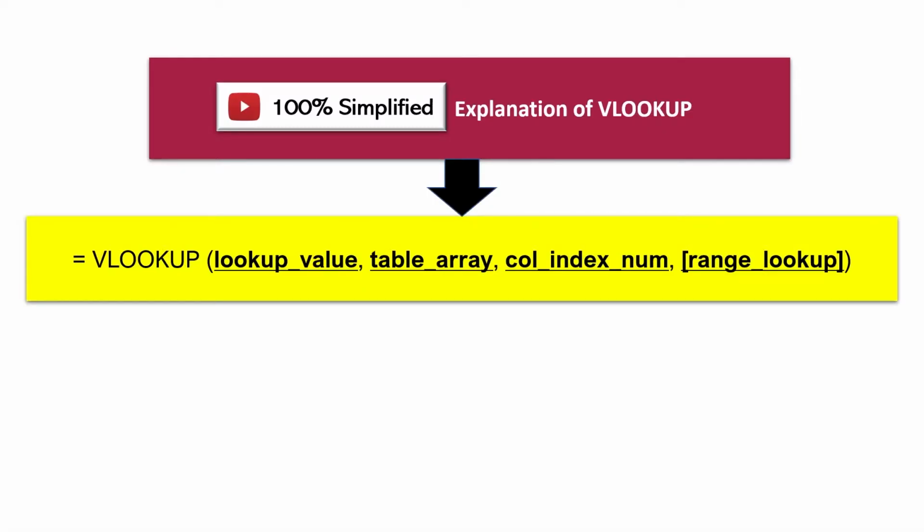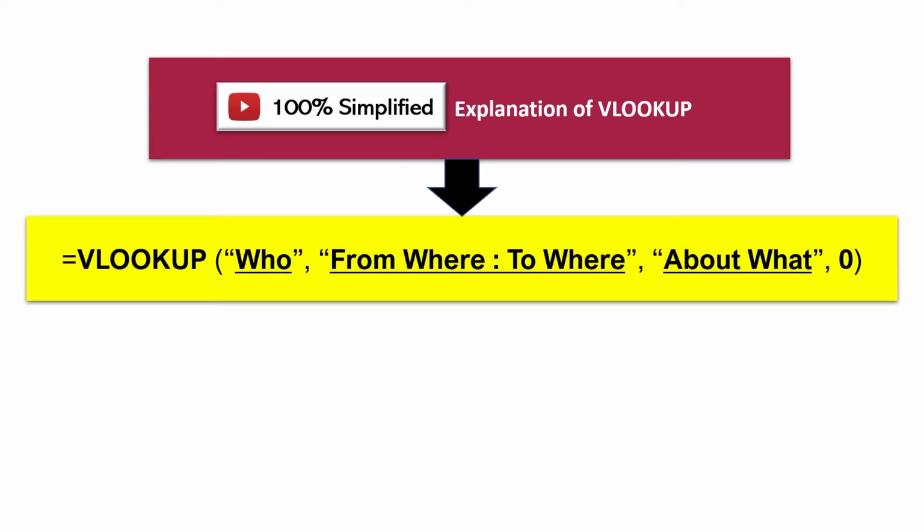So as you can see on the screen, the VLOOKUP function consists of 4 values: the lookup value, table array, column index number, and the range lookup. This comes automatically when you're typing VLOOKUP in Excel. But to understand VLOOKUP in the most 100% simplified way, I have made this definition. Just remember this and trust me, VLOOKUP would be the easiest function for you to learn.